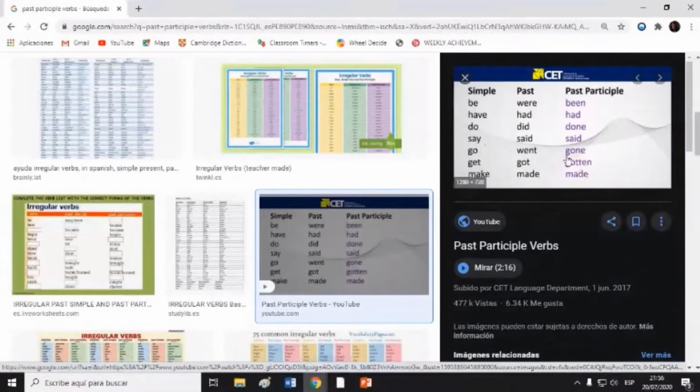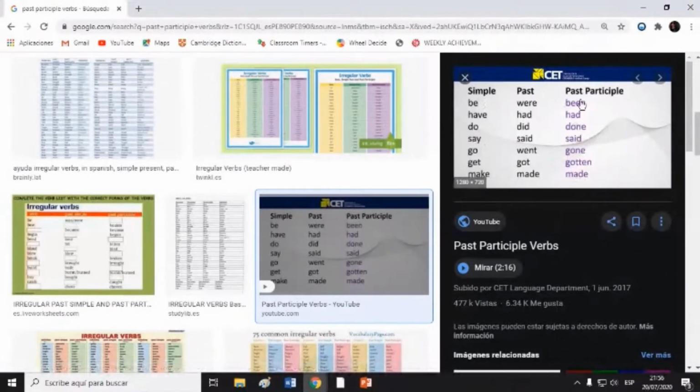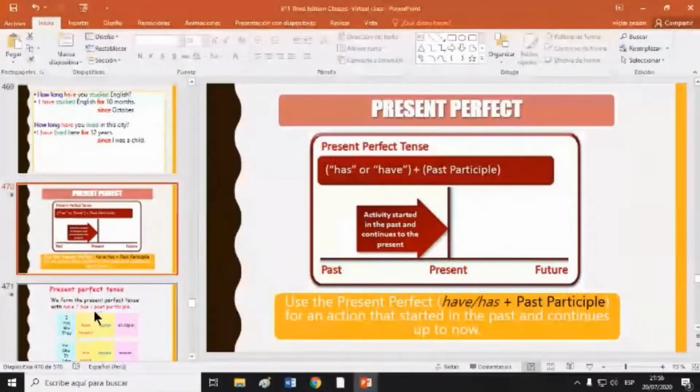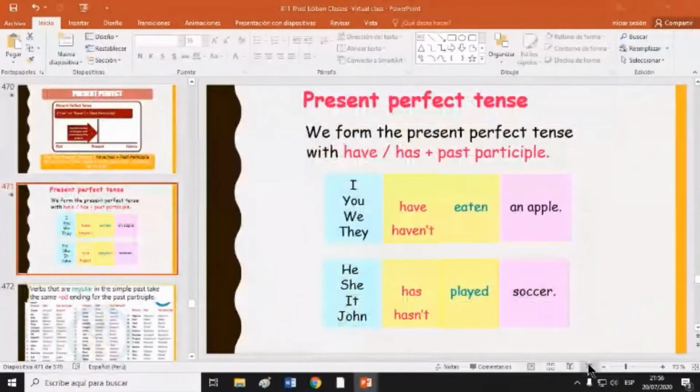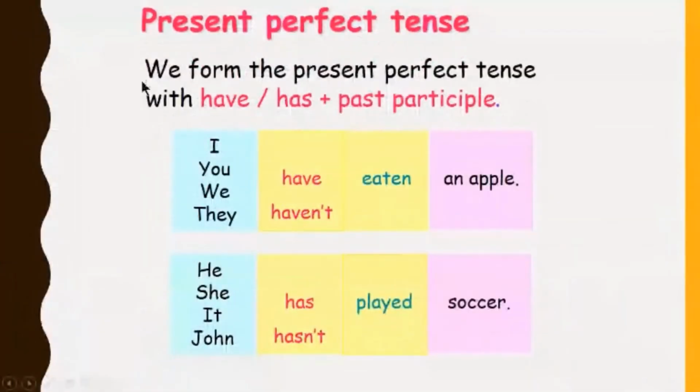So as you can see here, this part you have to use the past participle: been, had, done, said, gone, gotten, made. So this is the past participle. Yeah? So here, for example, this is the structure. Present perfect tense. We form the present perfect tense with have or has auxiliary. They are the auxiliaries, okay? Plus the past participle. Okay, so for example, you have I, you, we, they, the auxiliary have.